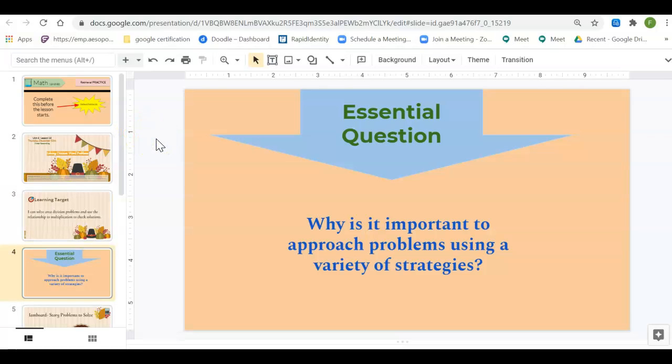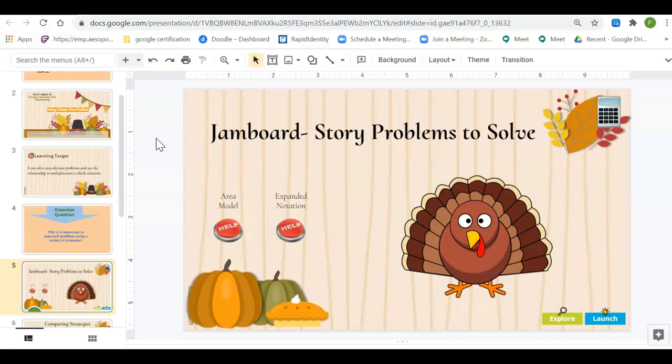Our essential question remains the same in this unit. We're continuing to build on it. Why is it important to approach problems using a variety of strategies? Now, our first problem of the day is going to be on the Jamboard that's already been assigned to you. But before I show you the Jamboard that we're going to be working on first, I just want to show you a couple things on this slide.